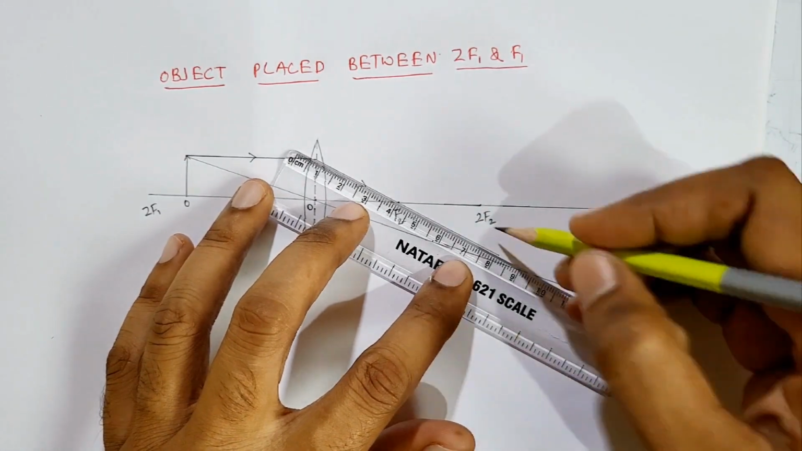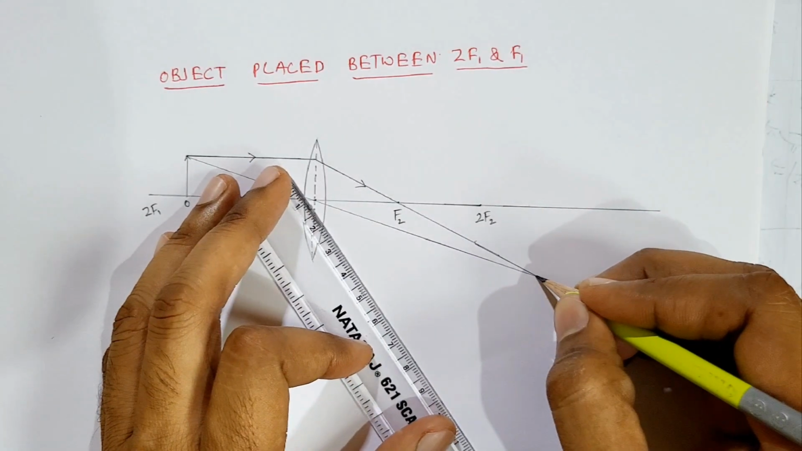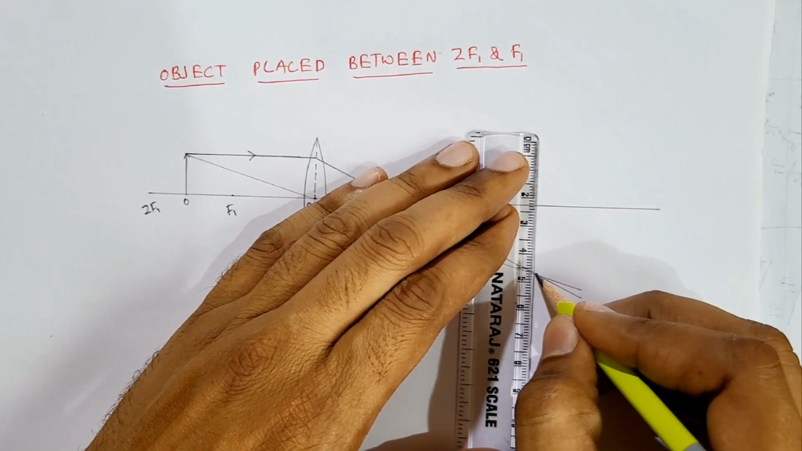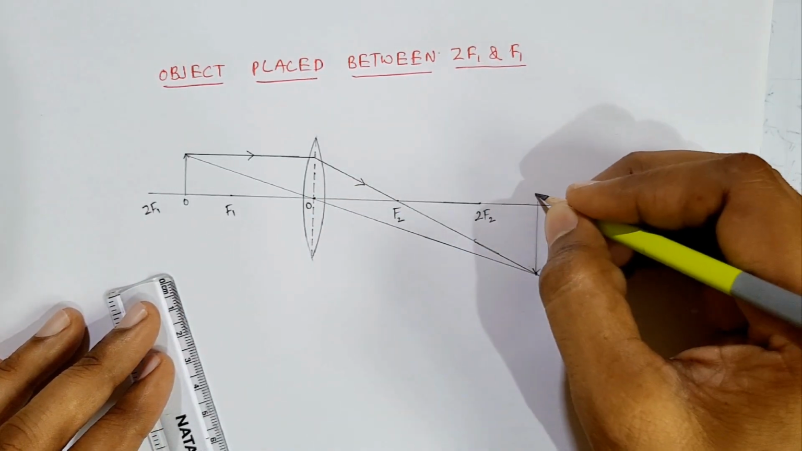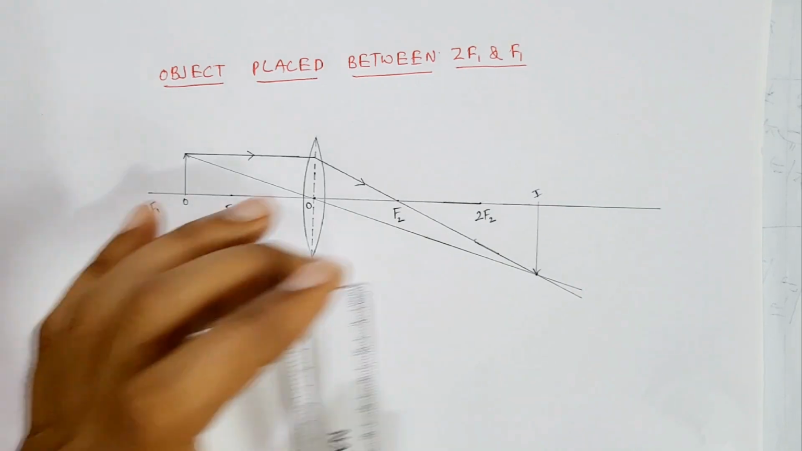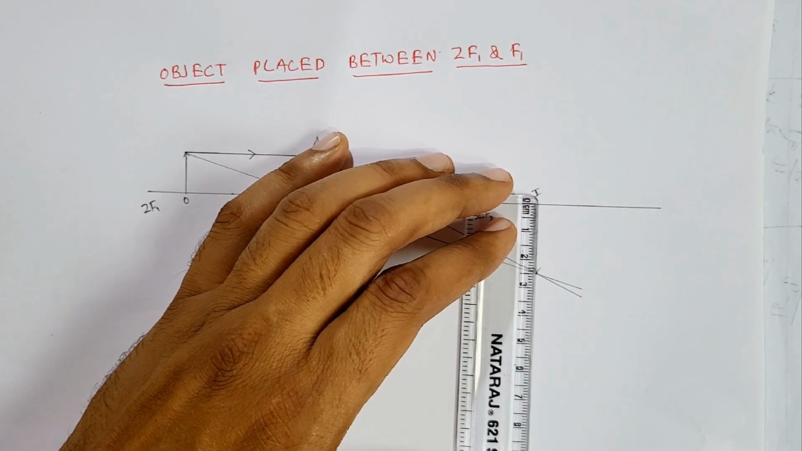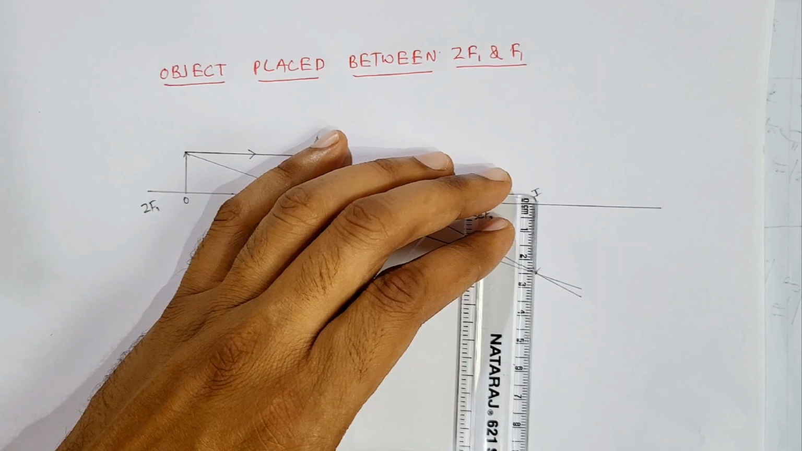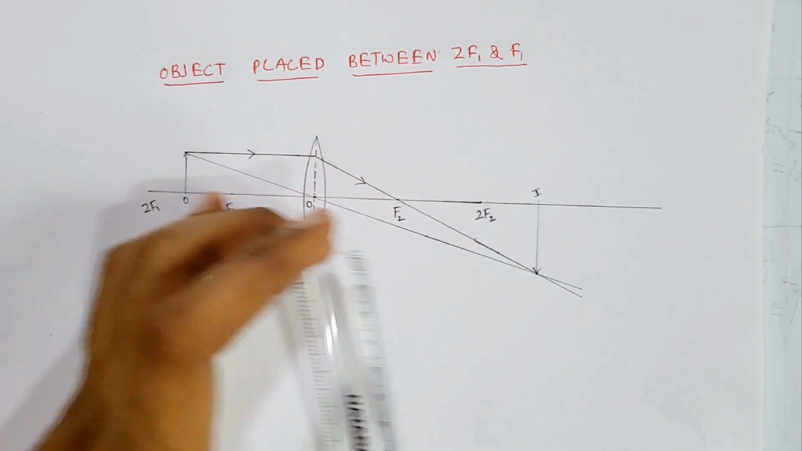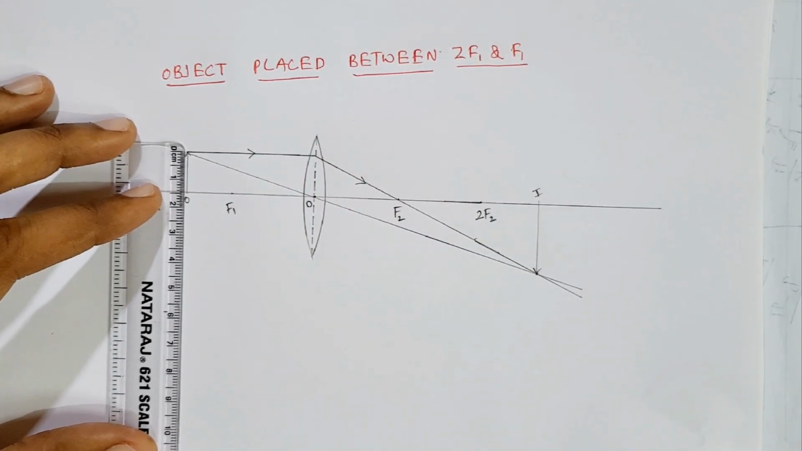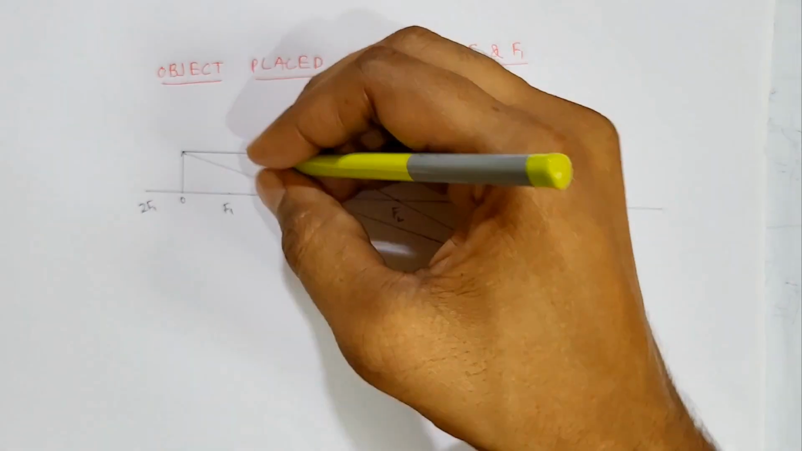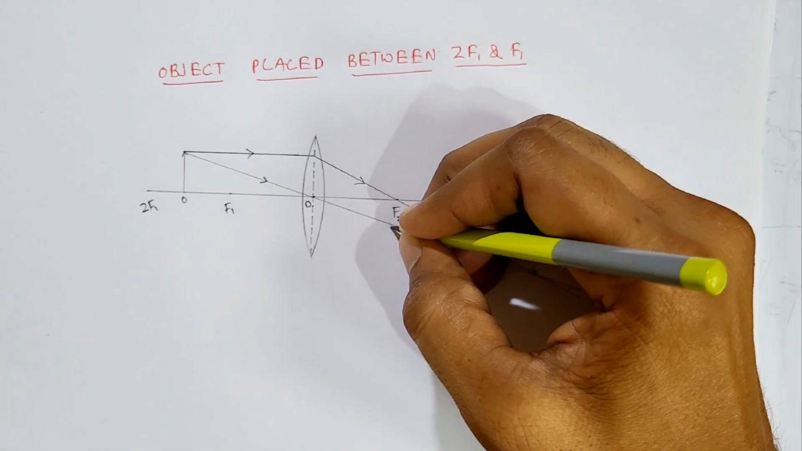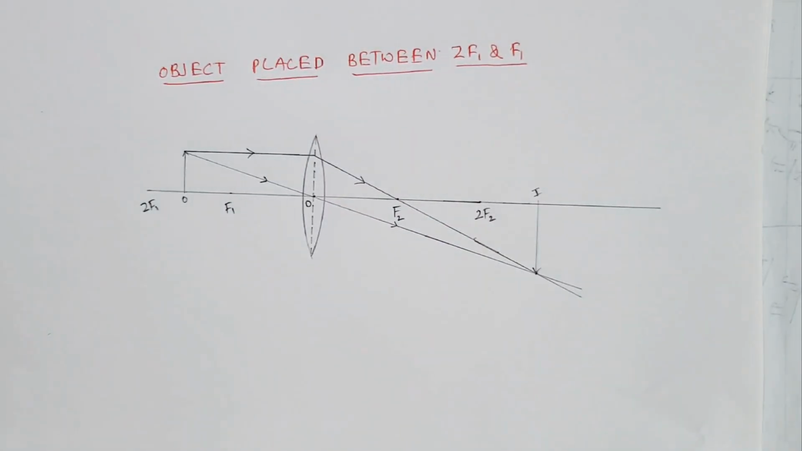Where they both got met. See, this is the point of intersection. So this will be the height of the image. This is the height of image. Measure the height of image. How much it is? It is 2.5 centimeters, right? You can see height of image is 2.5 centimeters. And what is the height of object here? Height of object is only 1.5 centimeter. Am I correct? So this is how we are going to get the magnified image in case of a convex lens when the object is placed between 2f1 and f1.